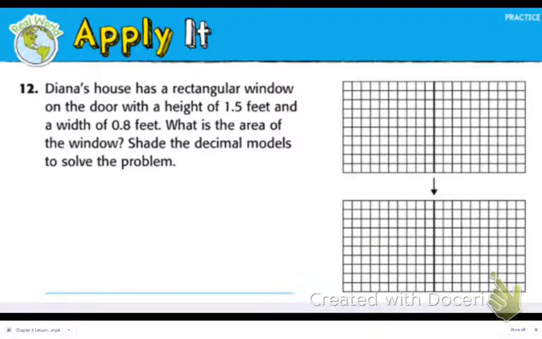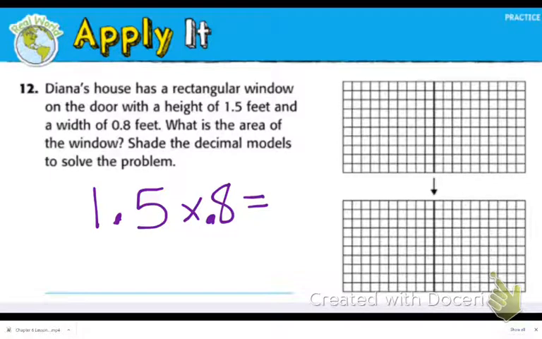Let's apply it. Diana's house has a rectangular window on the door with a height of 1 5/10 of a foot and a width of 8/10 of a foot. What is the area of the window? So I'm going to be multiplying. We're going to do 15/10 times 8/10. Make sure that decimal's there, and figure out what is the answer. Shade the decimal models to solve the problem.